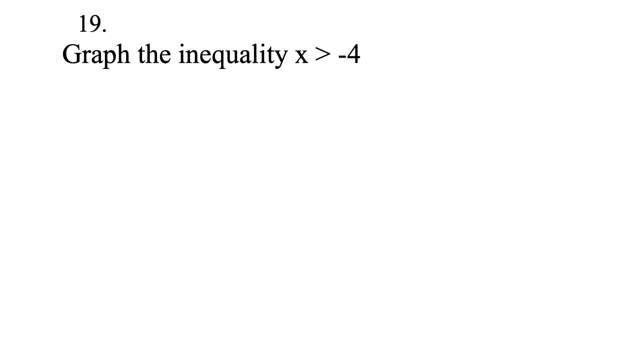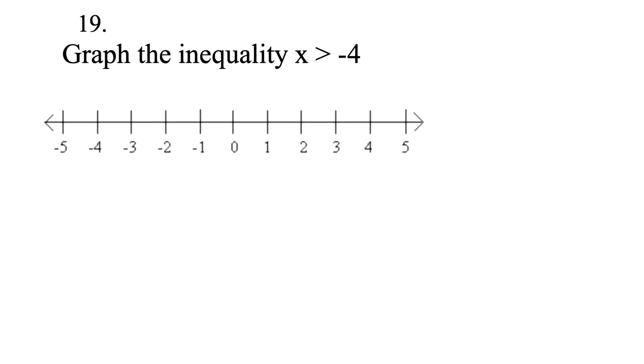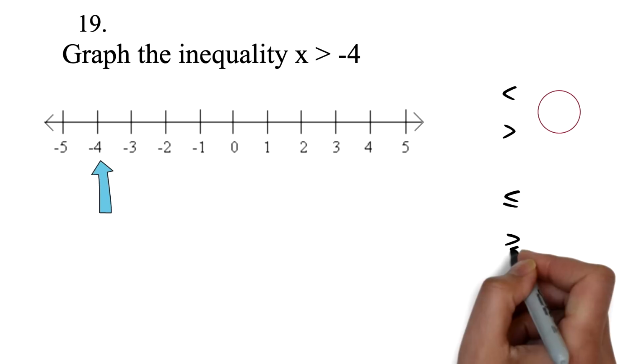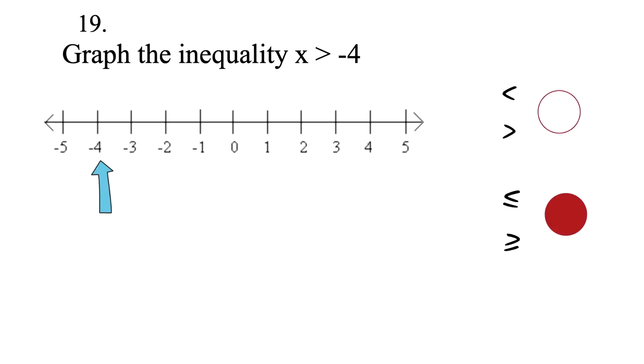Graph the inequality x greater than -4. Let's bring our number line. When graphing inequalities, the first thing is to locate your point, which will be the number. Here, it is -4. Then you'll draw a shaded or unshaded circle at the point. If you have less than or greater than, then the circle will not be shaded. If you have less than or equal to or greater than or equal to, you will use the shaded circle. So basically, if it has an equal to, you will shade. In this case, since it's just greater than, we will not shade the circle. Then finally, we draw an arrow.